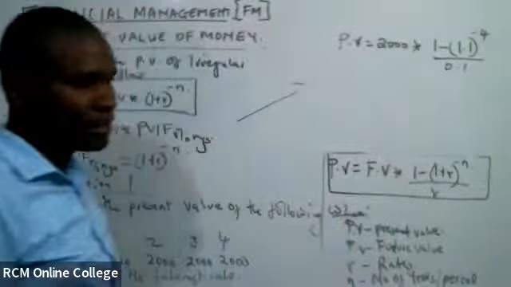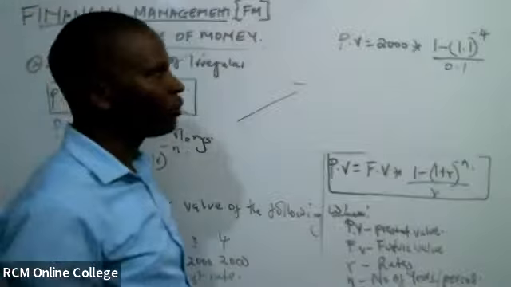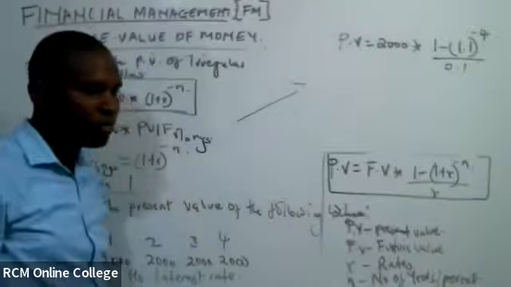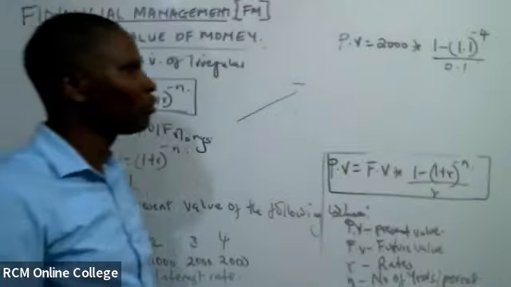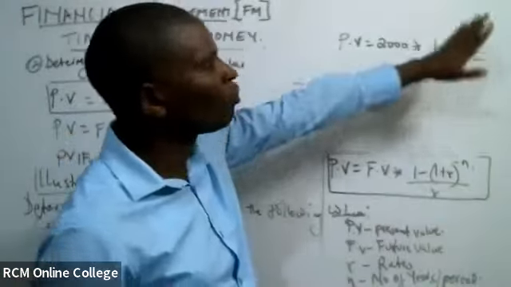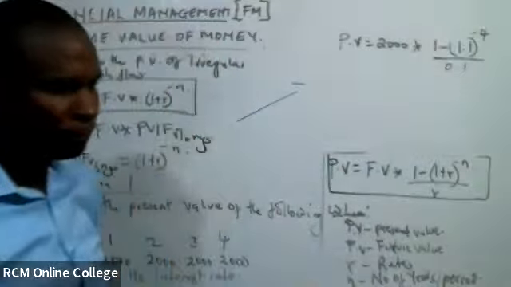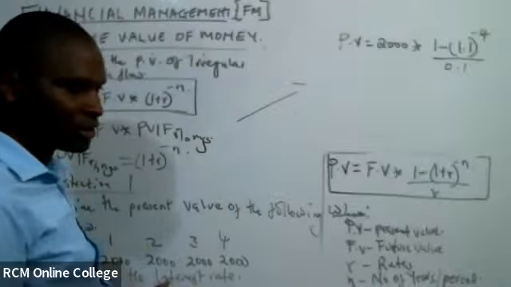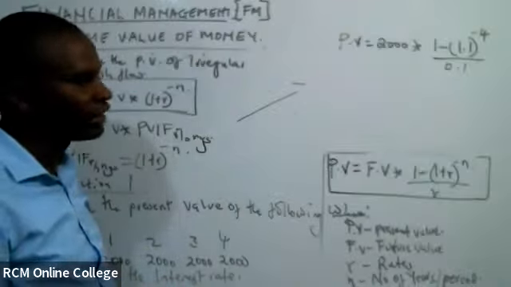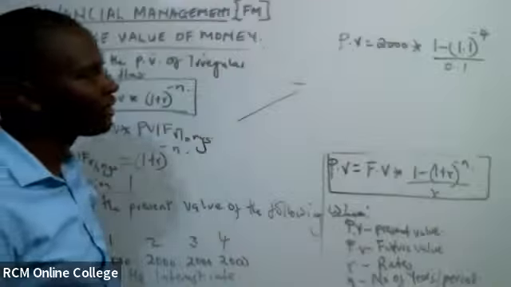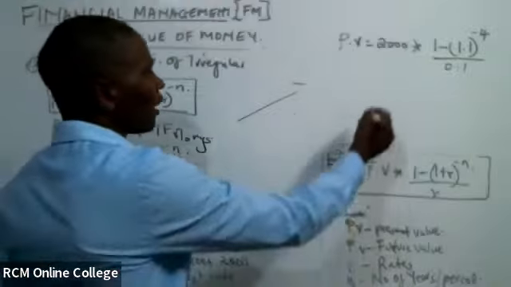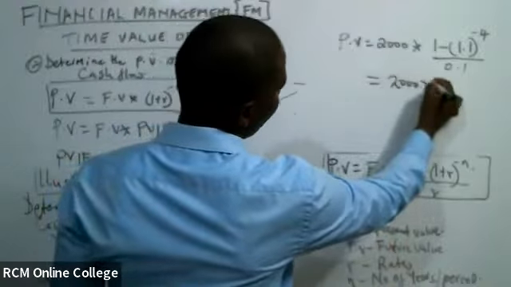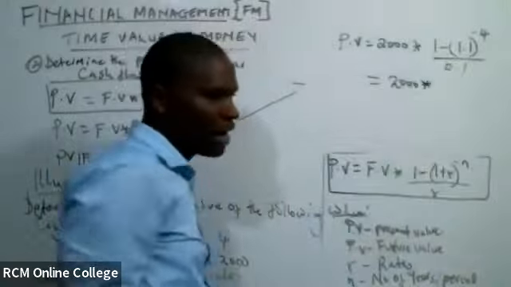Kuna mtu hajajua nimepata aje 0.1? Where have we gotten 0.1 from? Kuna mtu anashangaa sasa 1.1 pia tumetoa wapi? 0.1 is our 10% rate, right? As a decimal. So somebody to give us the present value of our cash flow there. Takuwa ngapi? It's 2,000 times. You can input this in your calculator.